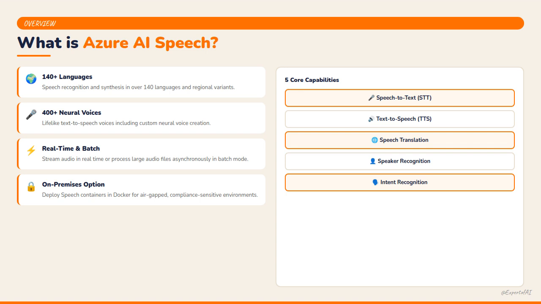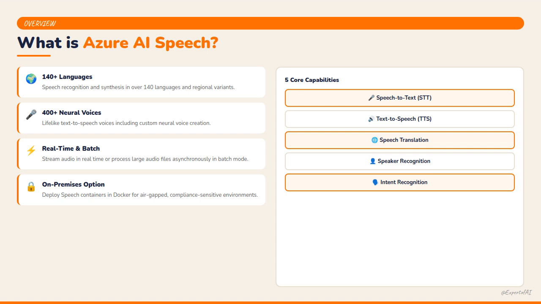It's a cloud-based AI service offering over 400 neural voices, real-time and batch processing modes, and even on-premises deployment via Docker containers for compliance-sensitive environments. It's the same technology that powers Microsoft Teams captions, Cortana, and Xbox voice commands.